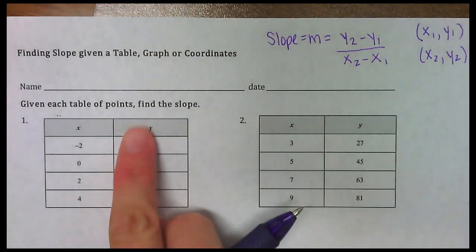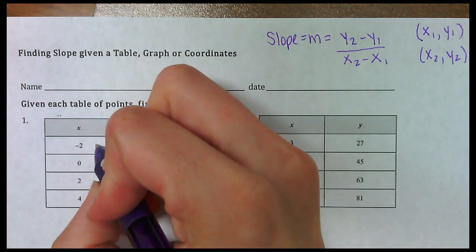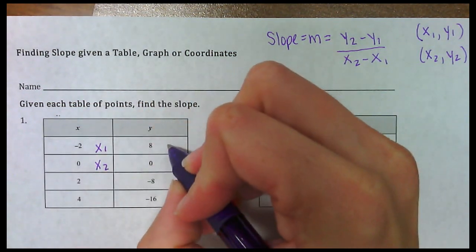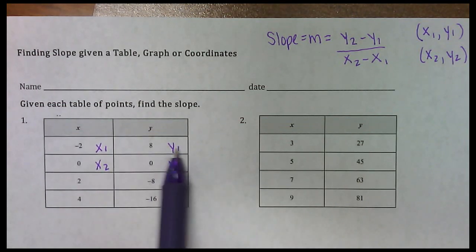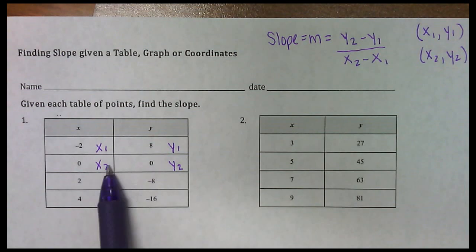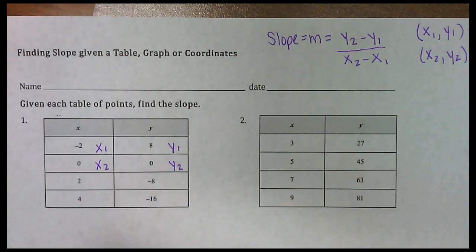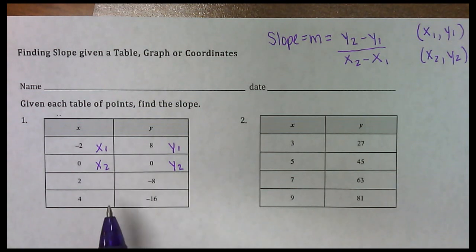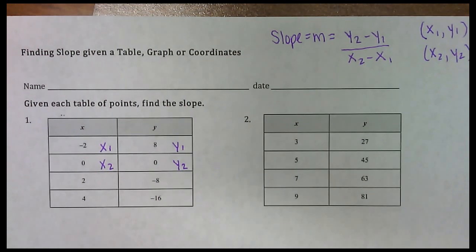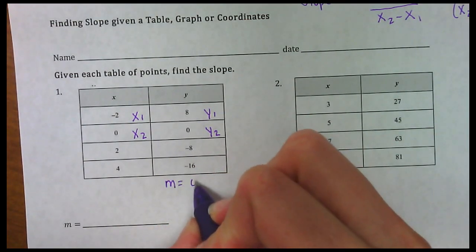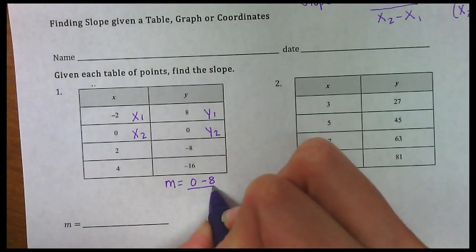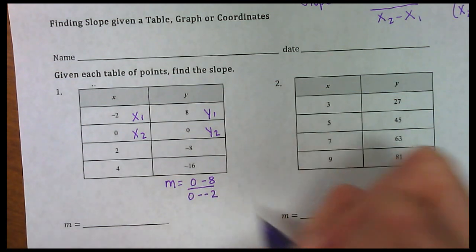When your coordinates are in a table like this, we can label x1, x2, y1, y2. It's important that the 1's are from the same row and the 2's are from the same row. When you have a table like this, you can actually pick any set of values and label them x1, y1, and x2, y2. I just picked the first two. So when we fill in our formula, we're going to say 0 minus 8 over 0 minus negative 2.